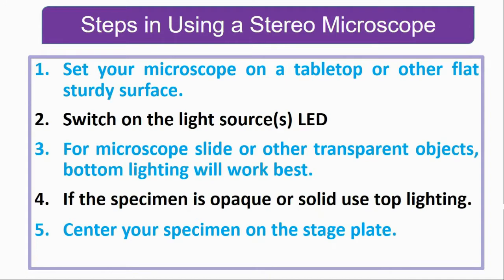Steps in using a stereo microscope. Set your microscope on a tabletop or any other flat surface where there is plenty of space for working. Switch on the light source. For microscopic slides or other transparent objects, bottom lighting will work best. If the specimen is opaque or solid, use top lighting. Center your specimen on the stage plate.